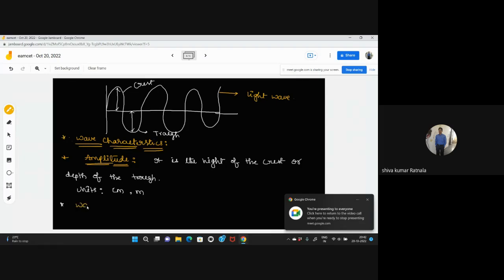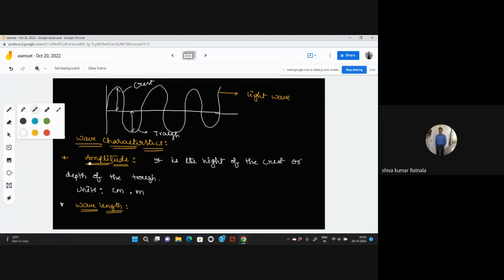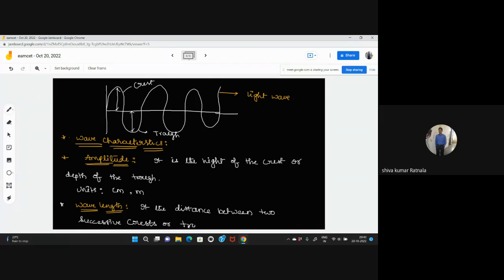Okay, next one is wavelength. Wavelength means it is the distance between two successive crests or troughs. Okay, these are the two successive crests, no? The distance between them is the wavelength, which is known as lambda.